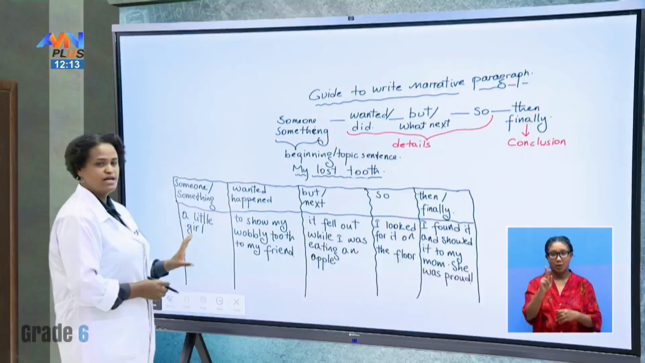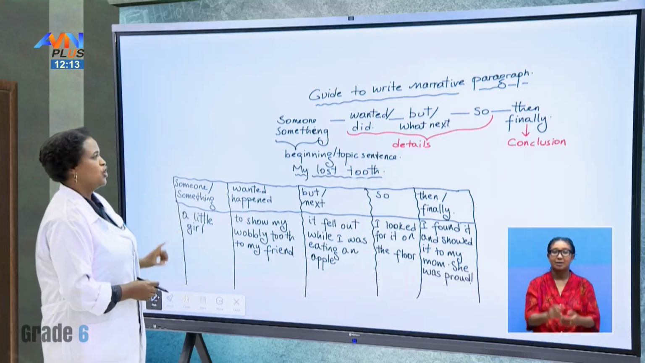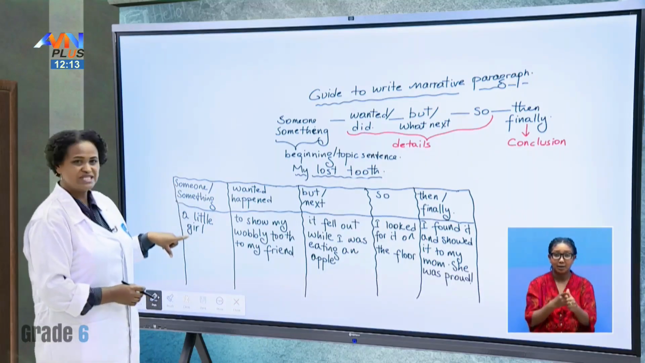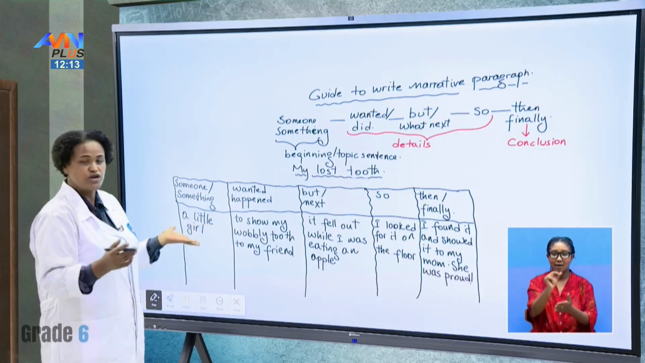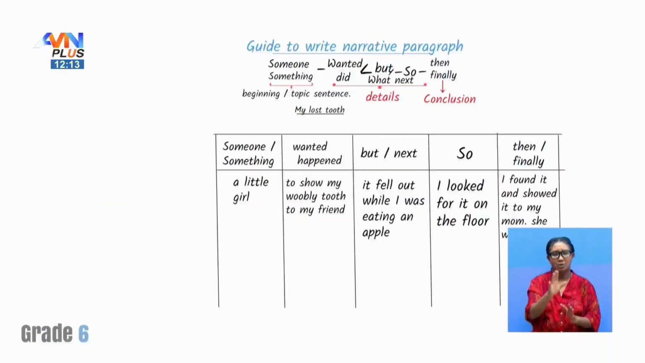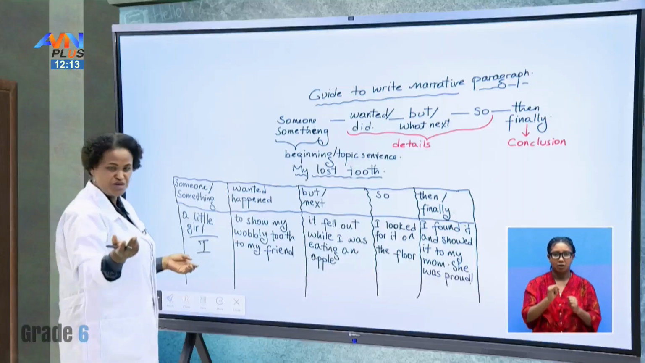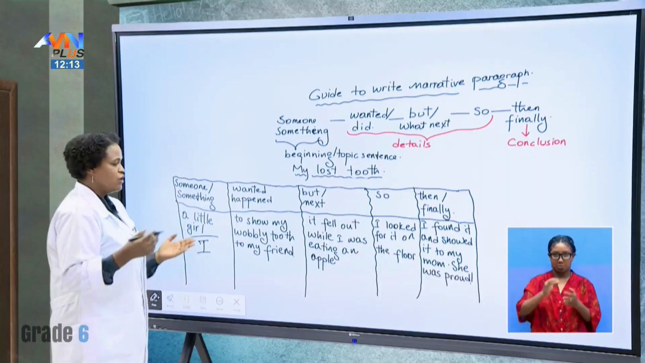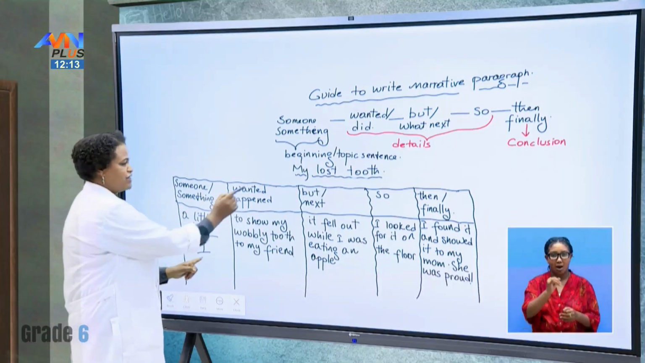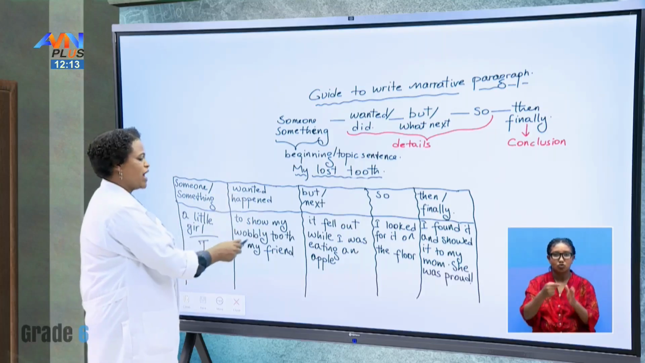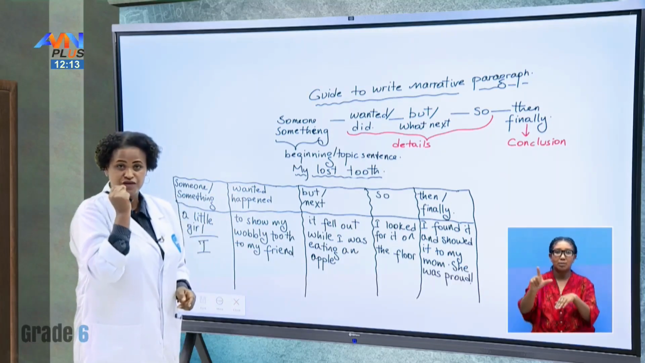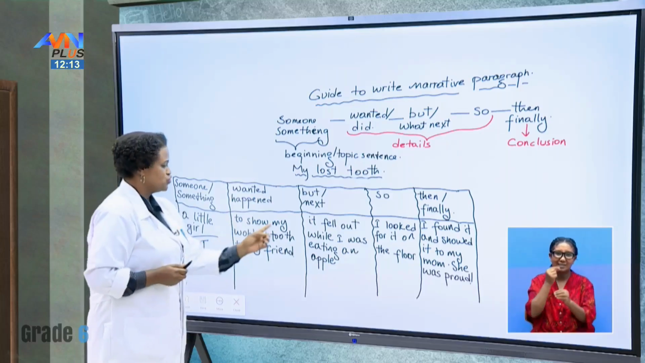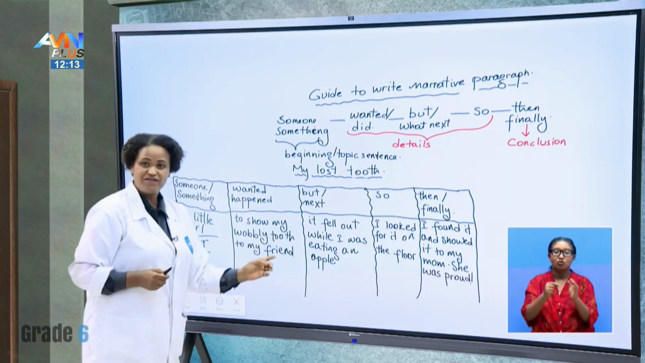Okay, let's see. Now what have we written? On the beginning or on our topic sentence, yes, it says it is a little girl, or you can say by yourself, I. All right? You can say I, which means if you are telling your story. What do you want? I, and then what do you want? To show my wobbly tooth to my friends. My wobbly means unstable tooth. Yeah? All right. To show my wobbly tooth to my friends.